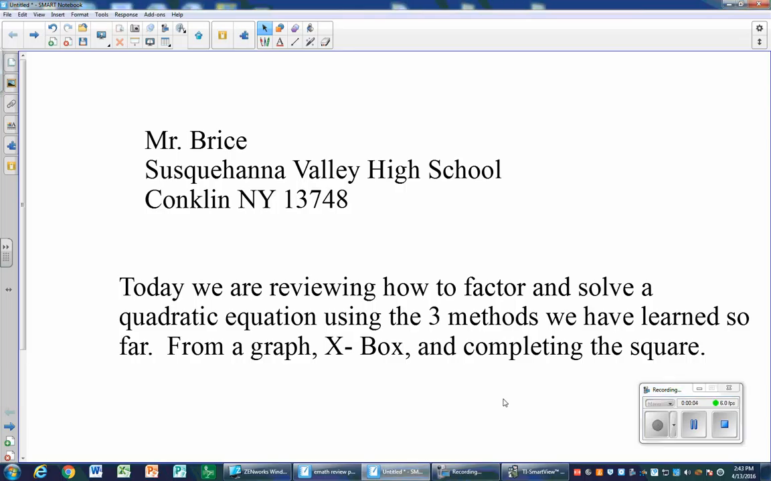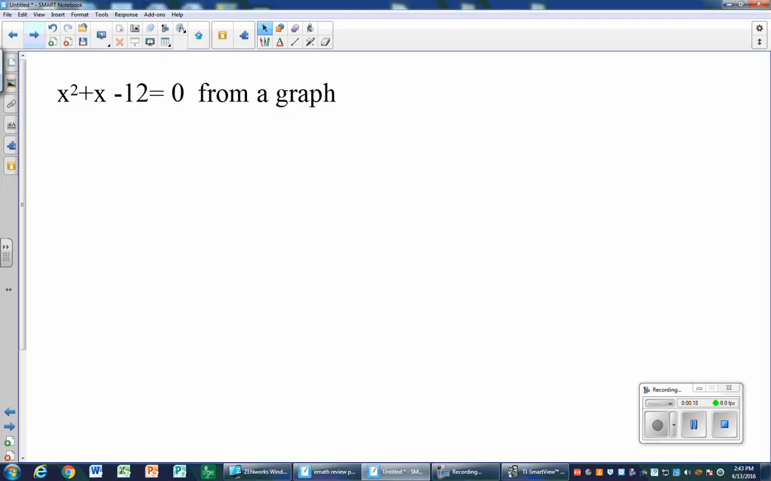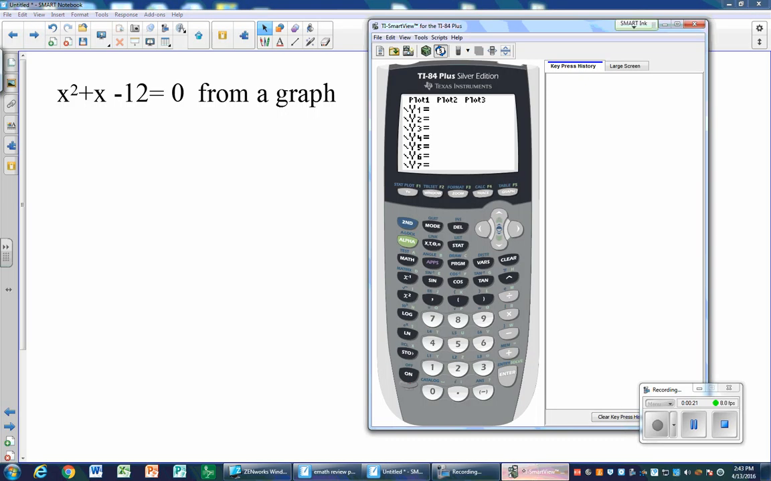My name is Mr. Bryson with Susquehanna Valley High School in Conklin, New York, and today we're going to learn how to factor and solve a quadratic equation using the three methods that we've already learned so far: from a graph, from the X-box method, and also completing the square. So we're going to do x squared plus x minus 12 equals 0. We're going to factor it and solve it from a graph.